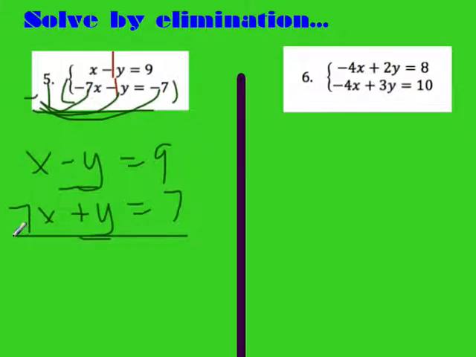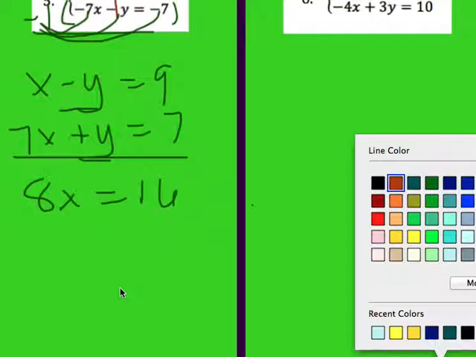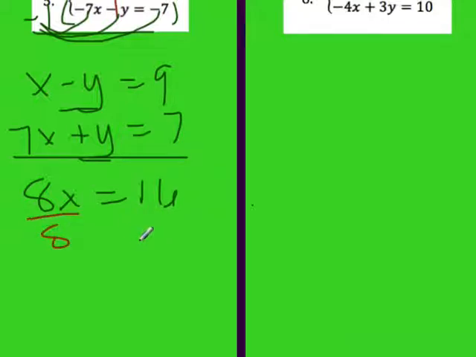So now I can go ahead and add down that column. So x plus 7x, well, that's going to give me 8x. And that's equal to 16. So really number 5 is the same problem as number 4 once we multiplied by that negative. So I'm just going to finish solving it out for practice sake. So I'm going to divide both sides by 8 and I get x is equal to 2.